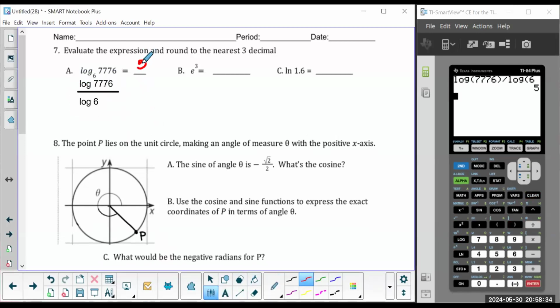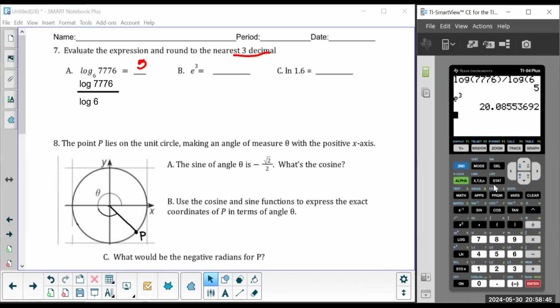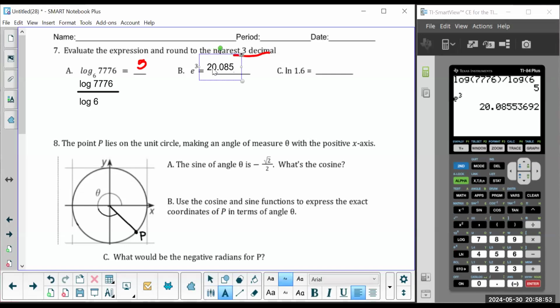All right, the other two are not this nice perfect number. That's why it says round to the nearest 3 decimals. So e to the third. Again, that one's going to be second ln. So that's where you get e, and it already comes up with the exponent part. So just write a 3, and then just round appropriately. 20.0855. So that second 5 rounds that first 5 up to a 6. And then the last one, ln of 1.6, you hit ln 1.6, and you get 0.4700. So 0.470, and then that 0 keeps it as a 0.